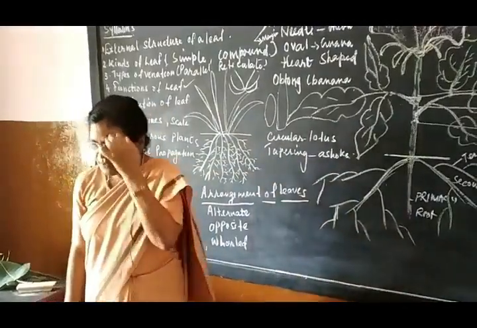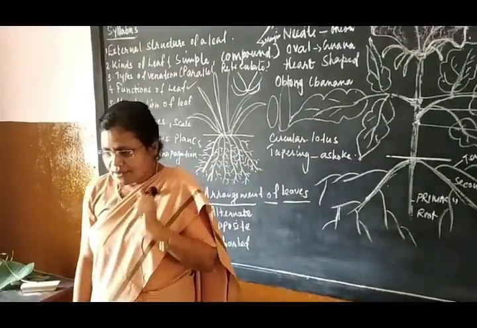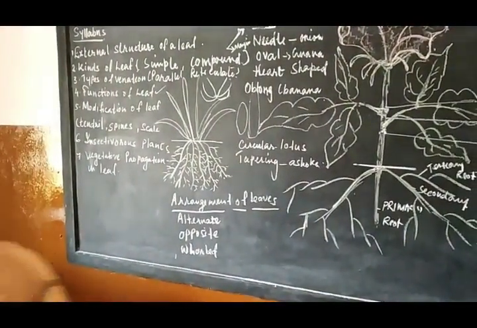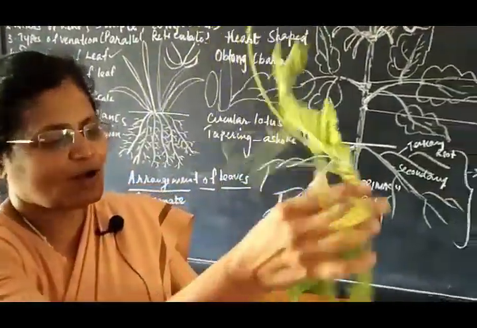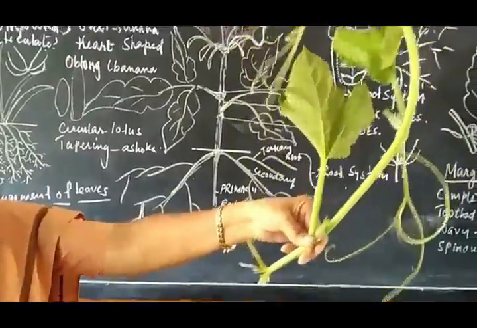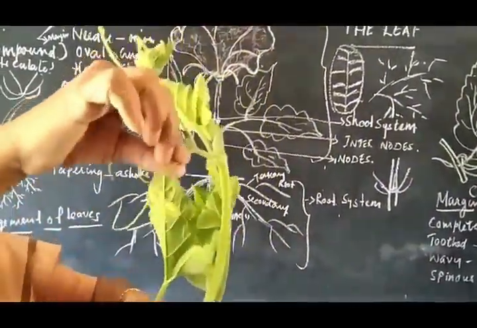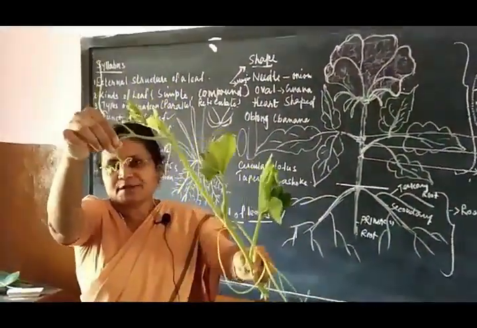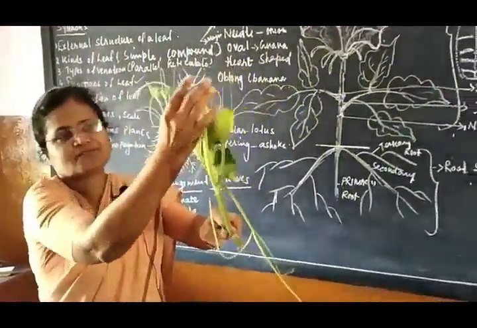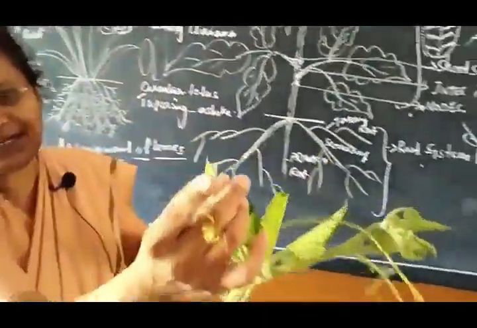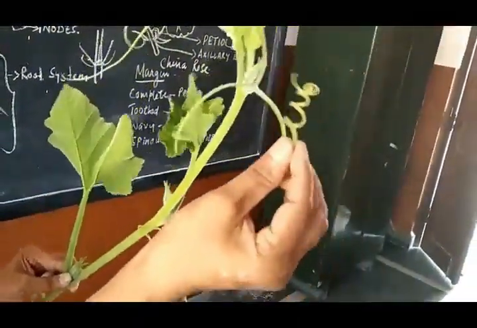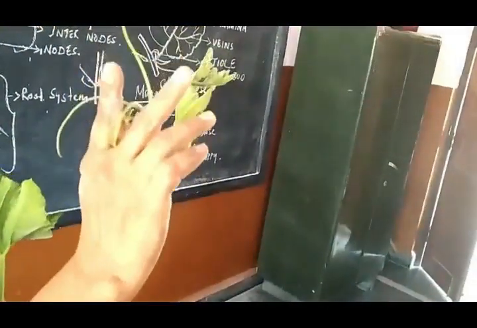Next is modification of leaf. Now, I have brought a pumpkin leaf. Okay, it is already drooping. You see, you keep it straight, it cannot stand. It needs a support. So, the leaf here gets modified into a tendril. This is a pumpkin leaf. Now, this leaf is getting modified into a spiral shaped structure, a spring like structure called a tendril. Example is your pumpkin. Automatically when you give a stick, it gets attached to it, clings to it, and then it starts growing.